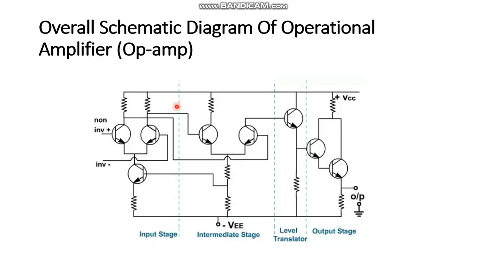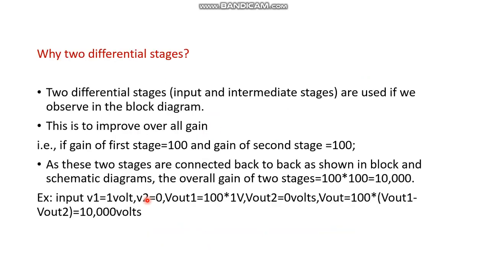First one is, here we are connecting two similar stages. Why connect these two similar stages? Two differential stages, input and intermediate stages, are usually what we observe in this block diagram. This is to improve the overall gain.